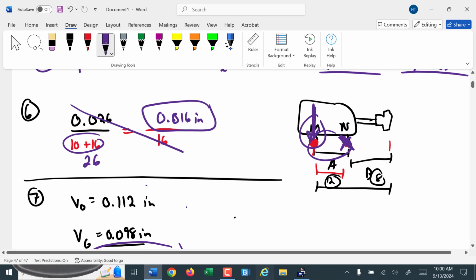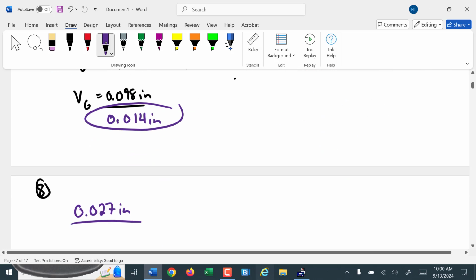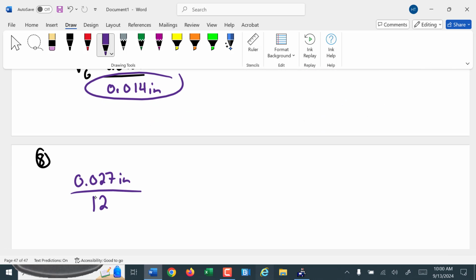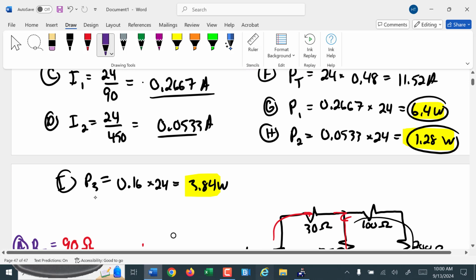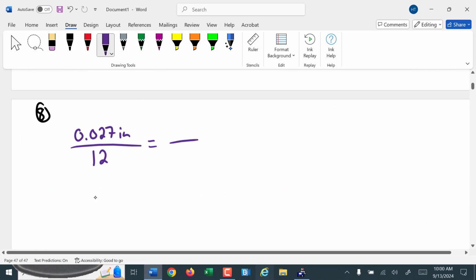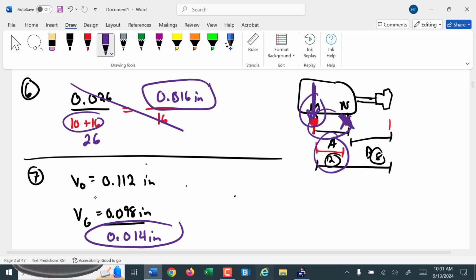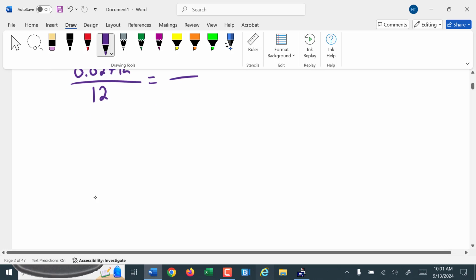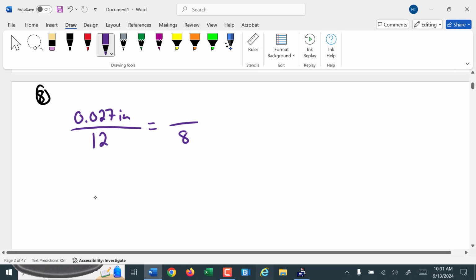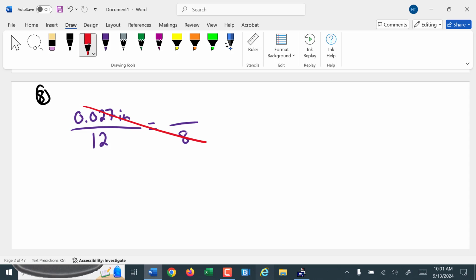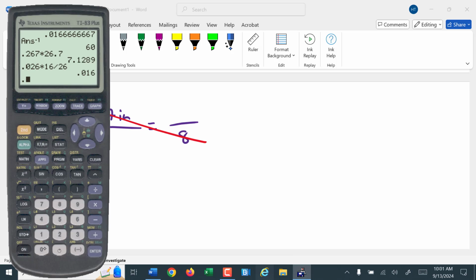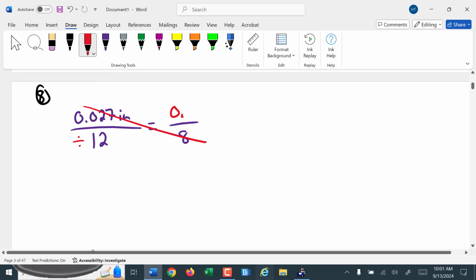The distance to the pivot is just going to be the distance A, which is 12 inches. So that 0.027 is over 12. Then from that pivot to the end of the shaft is this distance here. That was just B, which is 8. So over 8. And again, cross multiply and divide. So 0.027 times 8 divided by 12. So we get 0.018 inches. We have to shim that.